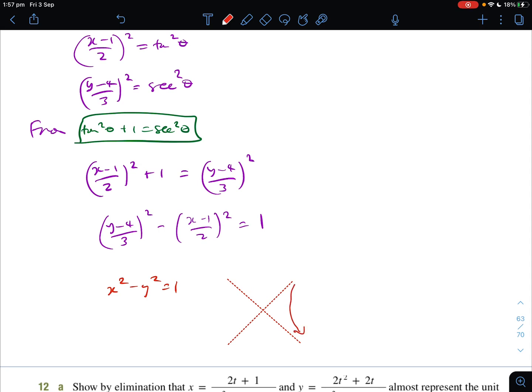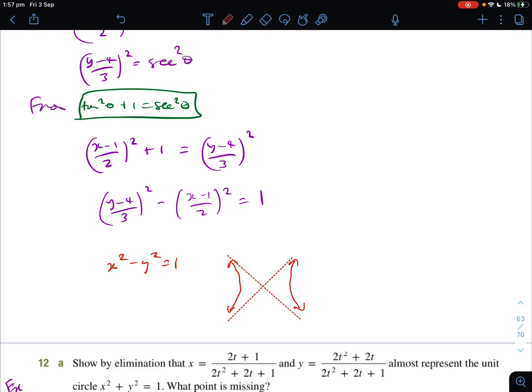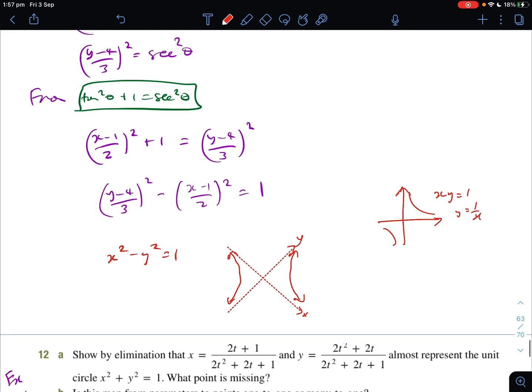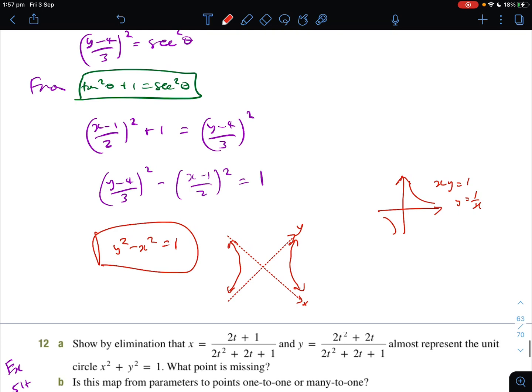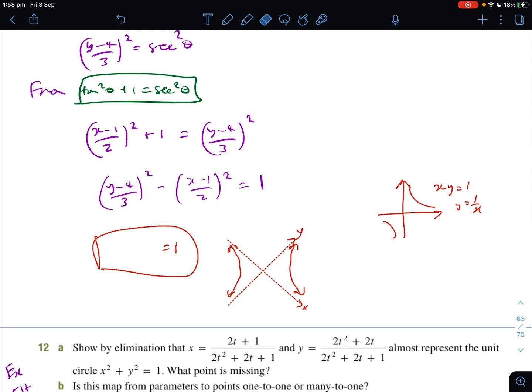It's not very well drawn. More like that. If you imagine these as the x and y coordinate planes, you'd get this is xy equals 1 or y equals 1 over x. Sorry, I've done it the wrong way around. y squared minus x squared equals 1. No, I haven't done the wrong way around. I did it the right way around originally. x squared minus y squared equals 1, when y equals 0, x equals plus or minus 1. That makes sense here.